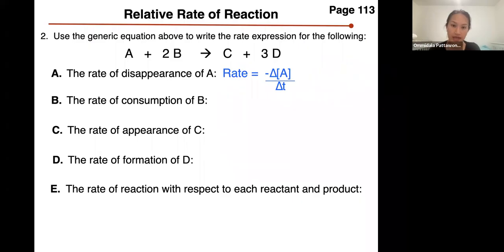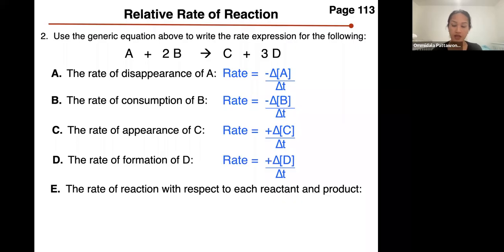Now, if you're looking at B, the rate of B, you can write the same thing: change of B over change of time, and in this case you also include the negative sign. Now, if you're looking at C, the rate of C would be similar to A and B, but in this case you get the positive change. D would be similar to C, a positive change. Again, any of these rate expressions can be used for both instantaneous and average rate, for each of those species.